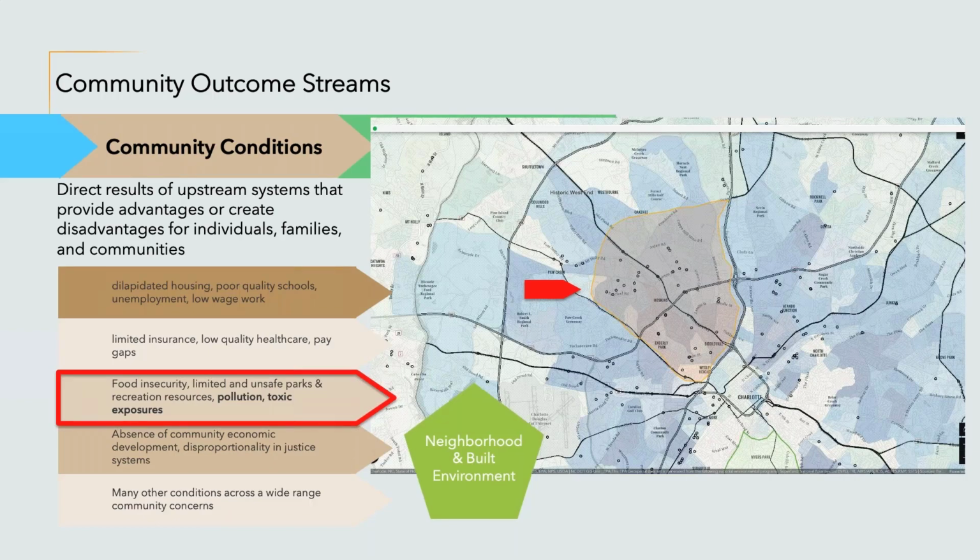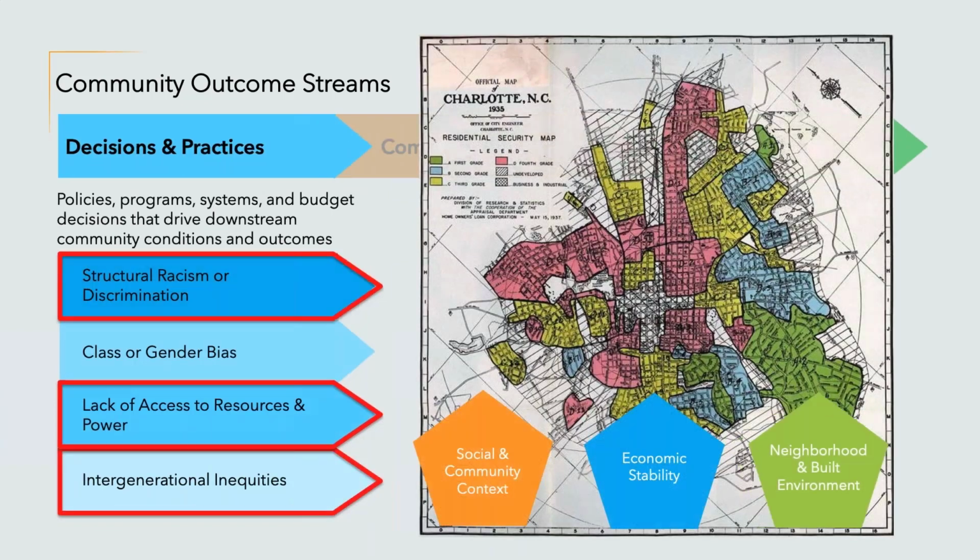Looking further upstream to decisions and practices, we find that Charlotte has a history of segregation, of redlining, and that people in the historic West End live with a long-standing legacy of industrial zoning and highway construction, where time and time again, large sources of air pollution were sited in or near communities which had less wealth and less political power.